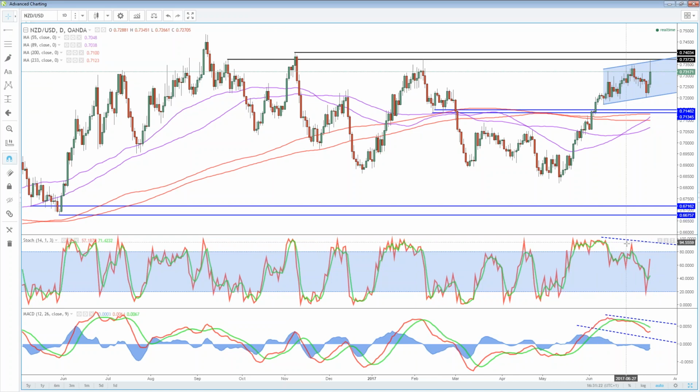We've got the stochastic lower highs while we're making higher highs. MACD lower highs on the moving averages, and also the histogram as we're getting higher highs on price. This is negative divergence, typically a sign that the market's exhausting. Not confirmation though, because that can happen for a while and then can change even though prices are moving higher.